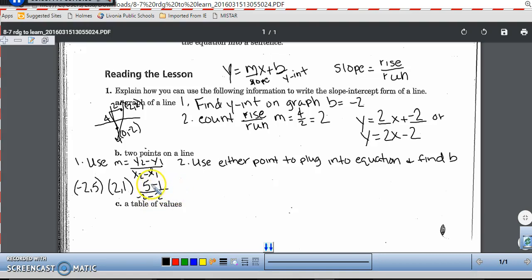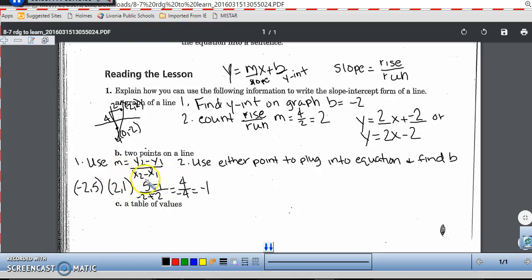So that becomes, 5 minus 1 is 4, and 2 plus negative 2, because I changed that to adding the opposite, is negative 4. So my slope is negative 1. Okay? That is my m.